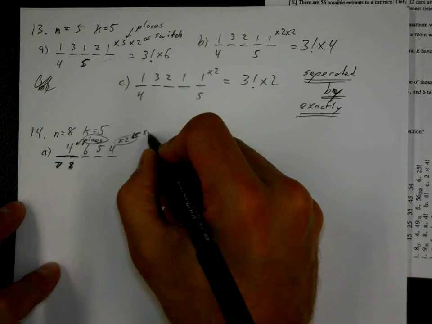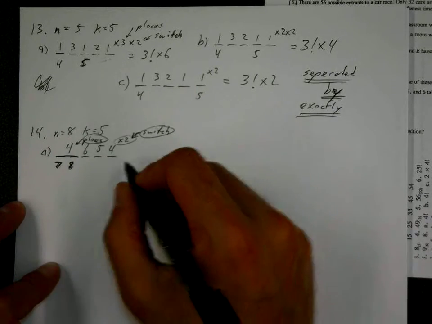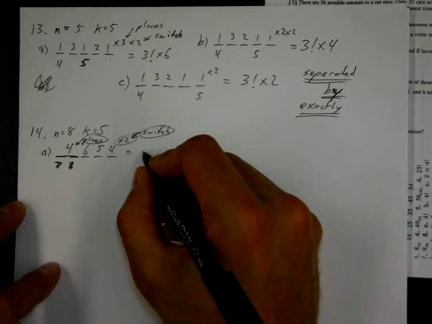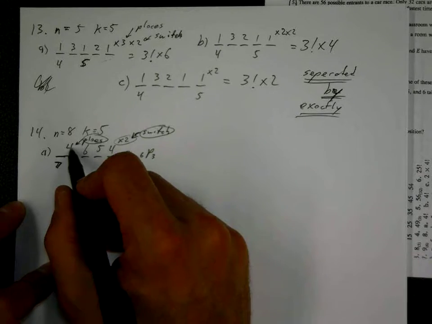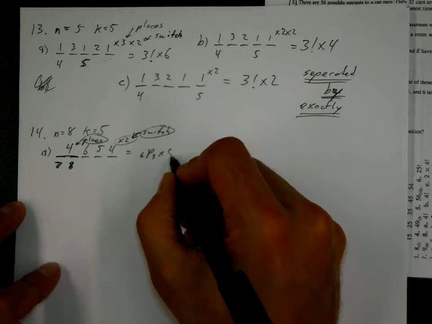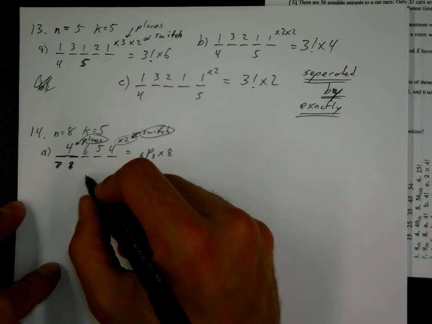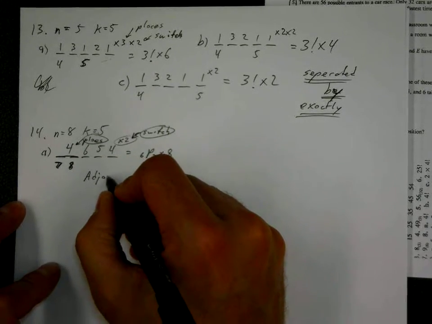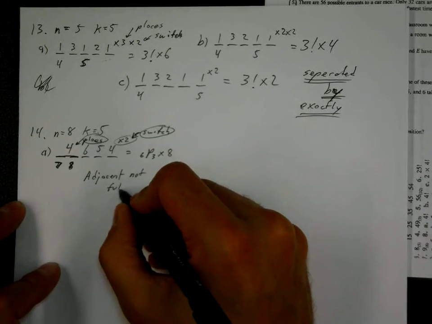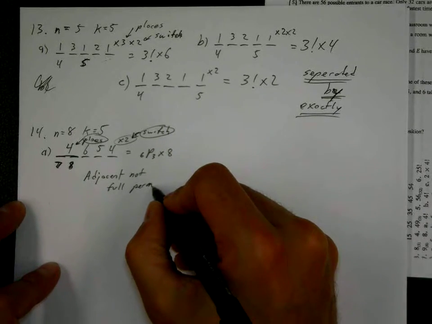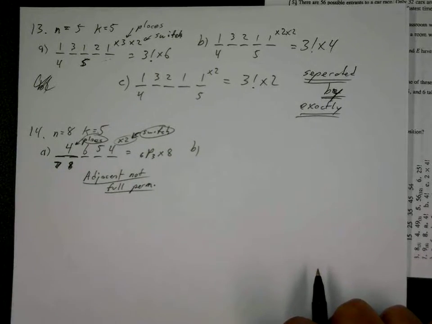Whoops, I'm supposed to circle switch. Times 2 for the switch. So this ends up being 6p3 times 4 times 2, so we'll call that 6p3 times 8. Cool. So this is important. This is adjacent, not full perm. Or I guess I could call it adjacent B.